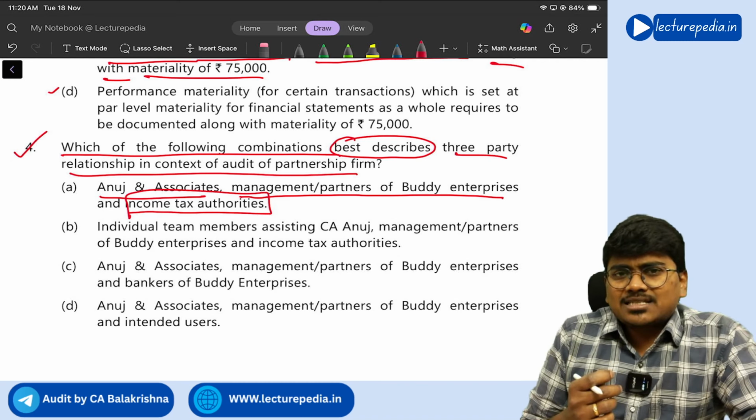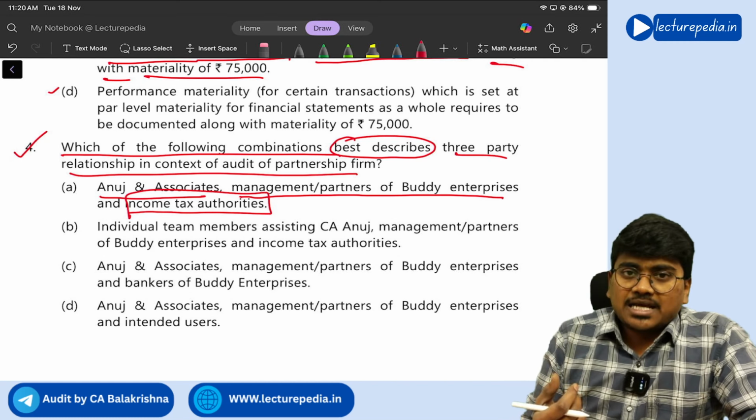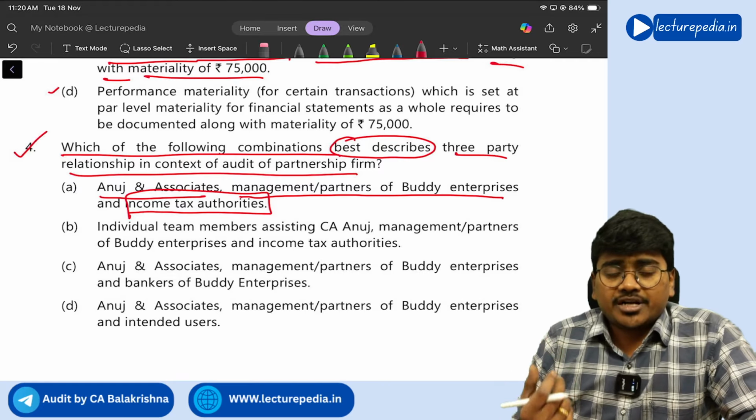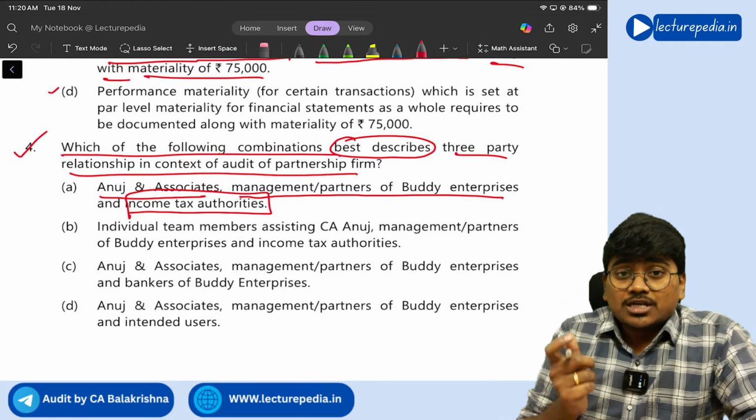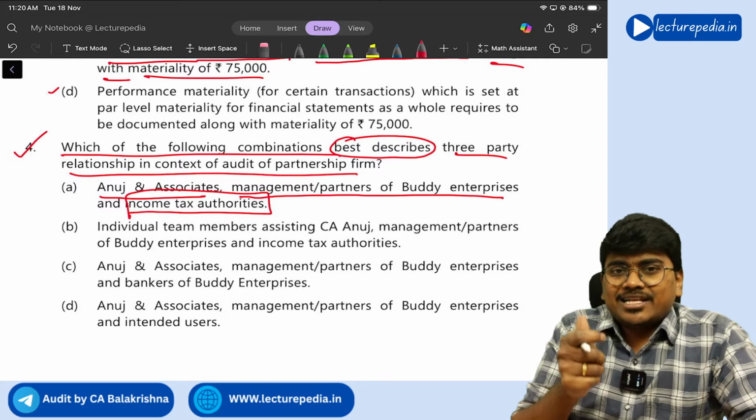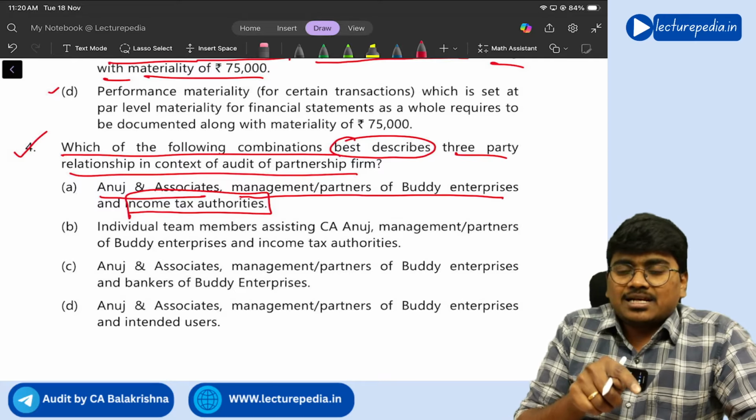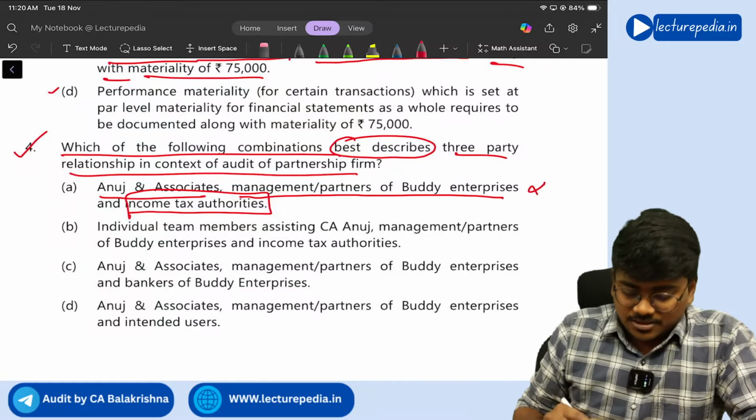See, income tax authorities are one of the users. Apart from income tax authorities, there will be bankers, shareholders, and creditors. A lot of intended users will be there. So you should use the term intended users. Intended users doesn't mean only income tax authorities. There will be a lot of people. So option A is not correct.